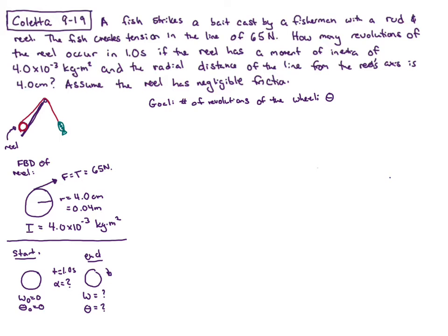Like I said, not a fishing expert, but I do know enough then to take a free body diagram of the reel here, which is what I care about. Since we're neglecting friction, there's really only one force on the reel, and it's out here, a tension force of 65 newtons, and it's tangential, so it's actually at a 90-degree angle to the radius, which we know, and we also know the moment of inertia, that's I. So here's that free body diagram.